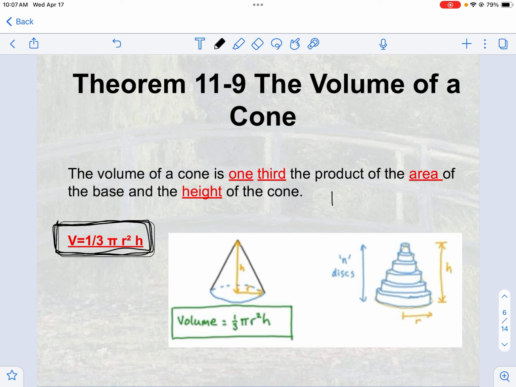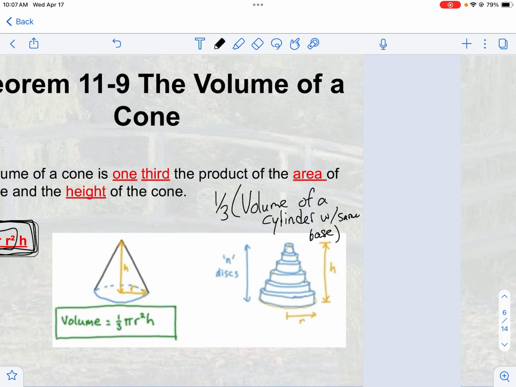So a cone is really 1/3 of the volume of a cylinder with the same base. So if you have a cylinder also with a base of the same size, so all the pi r squared would be the same, and the same height, then 1/3 of that is the volume of the corresponding cone.